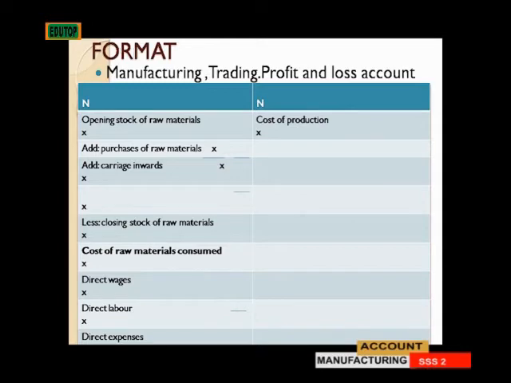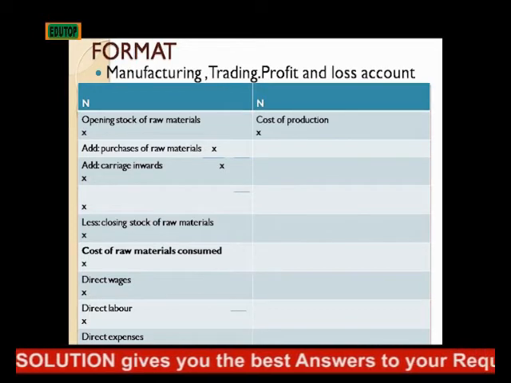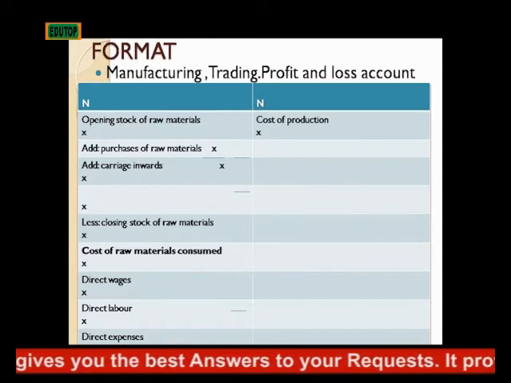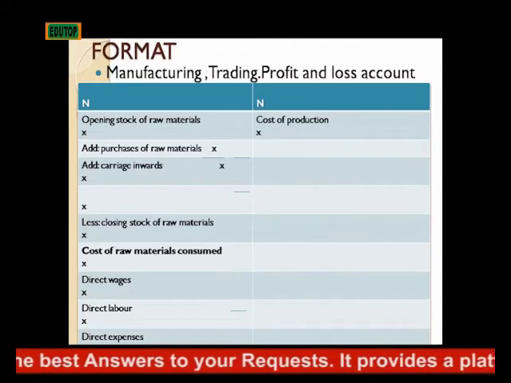Now, what are the formats? When you prepare a manufacturing account, you prepare the trading profit and loss account for that year, and you prepare the balance sheet as at that date. So this is how the format of manufacturing looks. The first one is the opening stock of raw materials. You add purchases, add the carriage inward of strictly raw material, because the reason why we are preparing manufacturing only is to know the cost of production at the end of the day. And you less the closing stock of only raw materials. Then after that, you have the cost of raw material consumed.